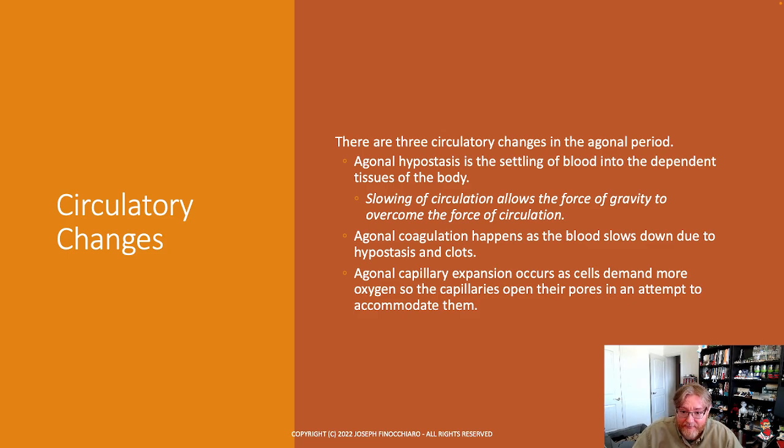Agonal coagulation happens as the blood slows down due to hypostasis and clots. And finally, agonal capillary expansion occurs as cells demand more oxygen, so the capillaries open their pores in an attempt to accommodate them. Your capillaries are basically lawn soakers.